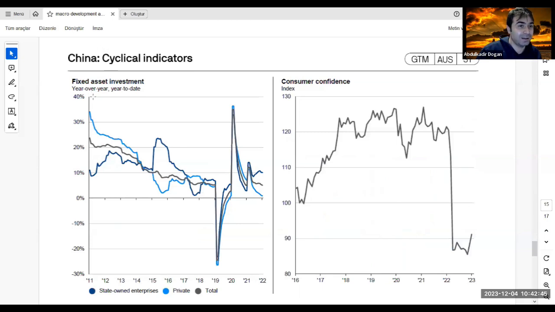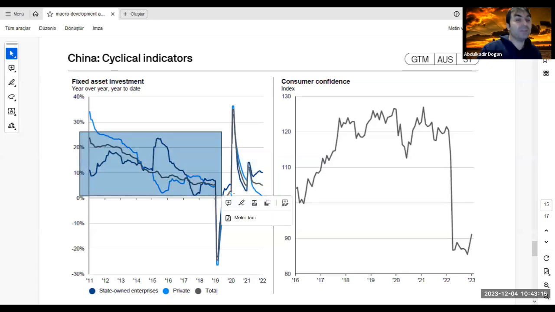And for China, this is fixed asset investment, one of the cyclical indicators, year over year, covering approximately 12 years from 2011 until today. The fixed asset investment decreased because of the COVID crisis, but it easily recovered for the Chinese economy, and today is still around the 10-year average level, exactly converging to the 10-year average.